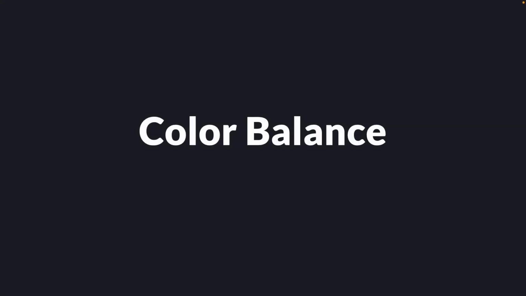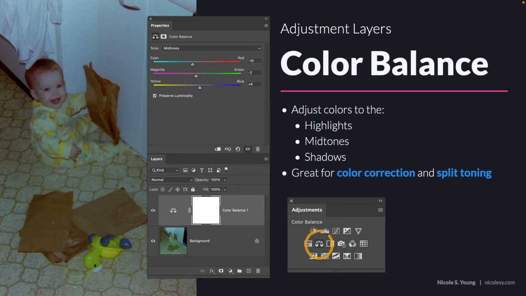The color balance adjustment helps you either correct or stylize color in your image. By default, you will be able to adjust the midtones, but you can change that tone drop-down to adjust either the highlights or the shadows as well. I like to use the color balance adjustment for split toning. It's really easy to do split toning with this adjustment. It also works great if you have, let's say, some old scans of negatives and you need to do some adjusting to the color to make it look a little bit more true to what it should be.